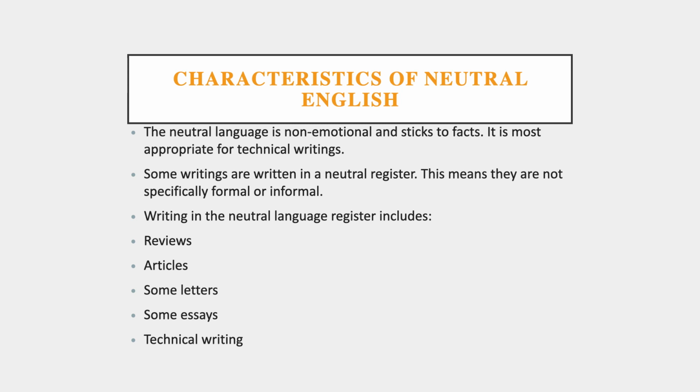Characteristics of neutral English. Neutral language is non-emotional and sticks to facts. It is most appropriate for technical writing. Some writings are written in a neutral register. This means they are not specifically formal or informal. Writing in the neutral language register includes reviews, articles, some letters, some essays, technical writing.